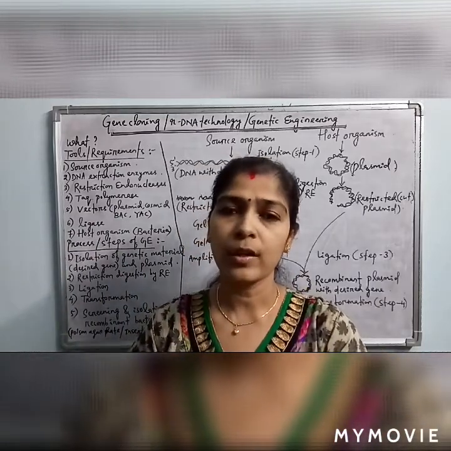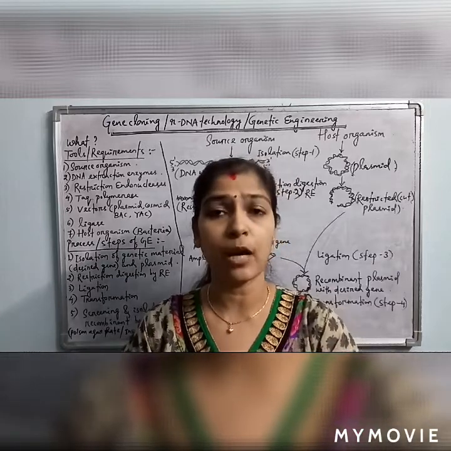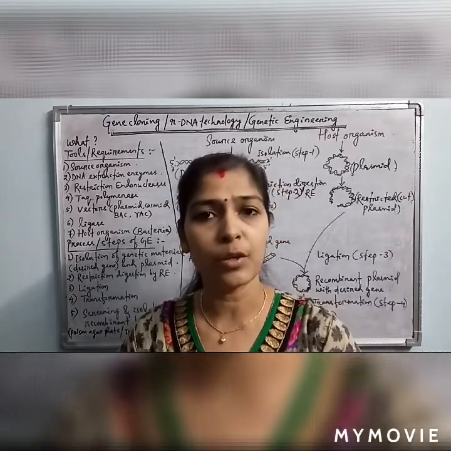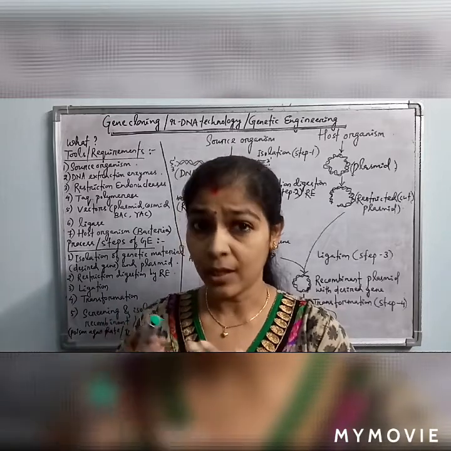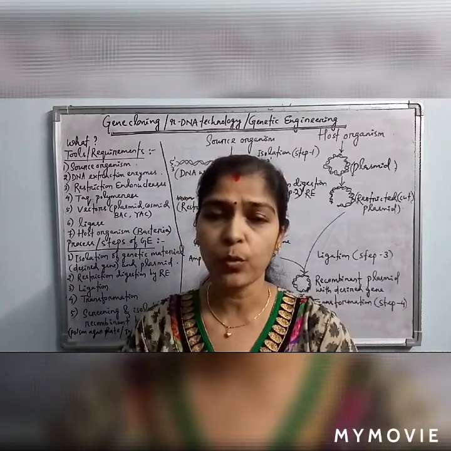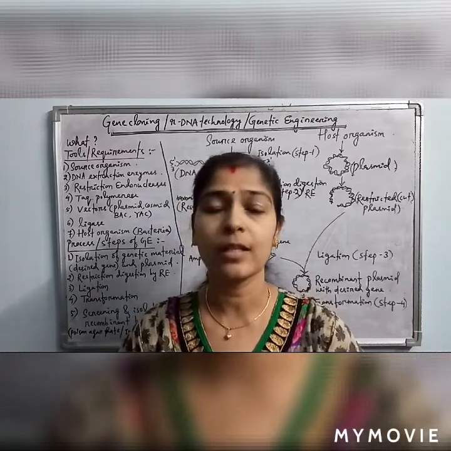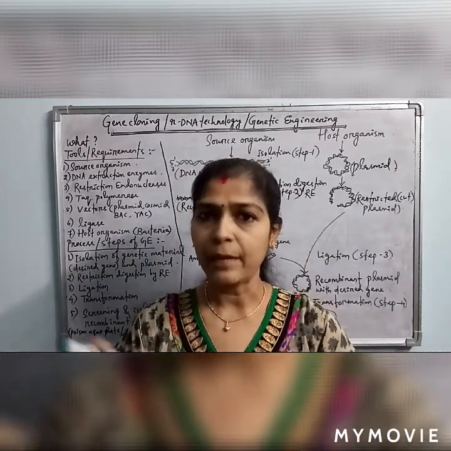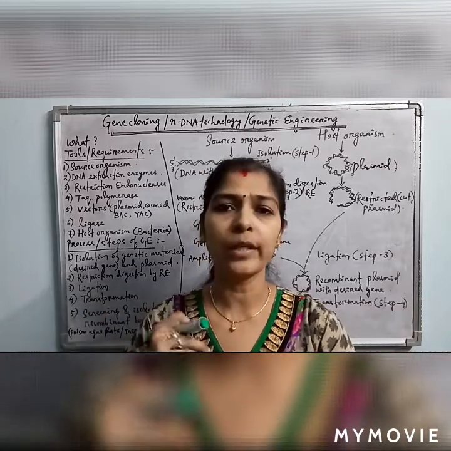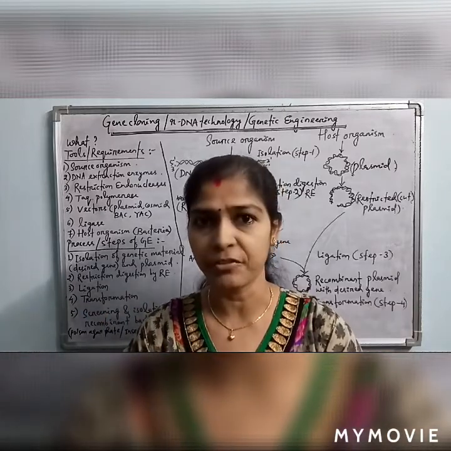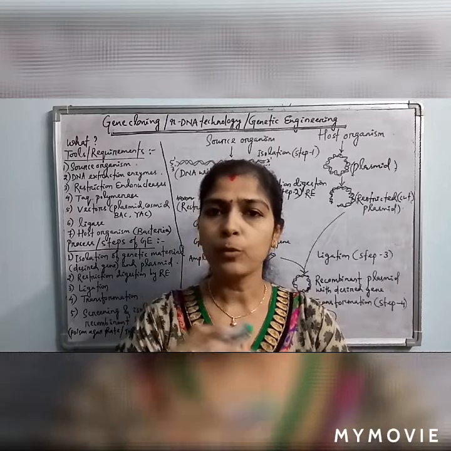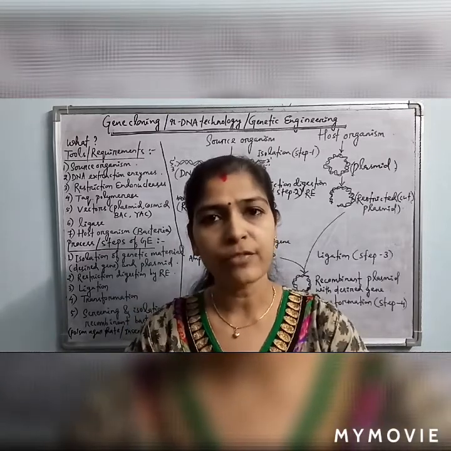These restriction endonucleases are of 4 different types, and out of that, type 2 restriction endonucleases, also known as molecular scissors, are utilized in gene cloning. Why? Because this type 2 restriction endonuclease doesn't need many different components; it only needs Mg++ ion for its activity. So type 2 restriction endonucleases are mostly utilized for this process.